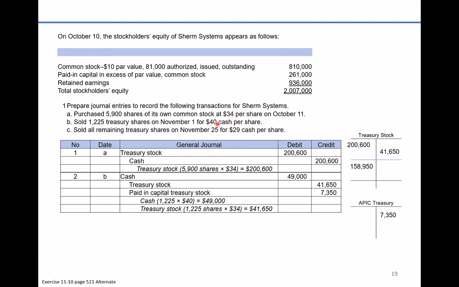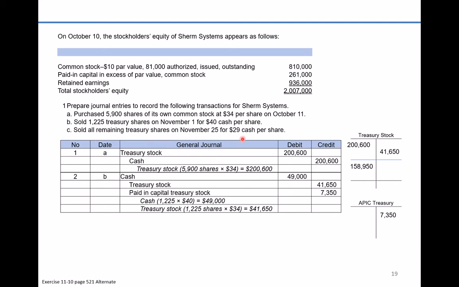So did they make some money or lose some money when they sold all the remaining shares? They lost $5 per share. We have to figure out how to account for that. How many shares are left now? Remember, they bought 5,900 back. They sold 1,225. So the difference, 4,675, is how many shares they're selling here. So first off, we're going to debit cash for the amount they're getting for those remaining shares.